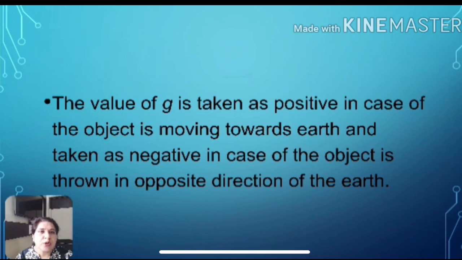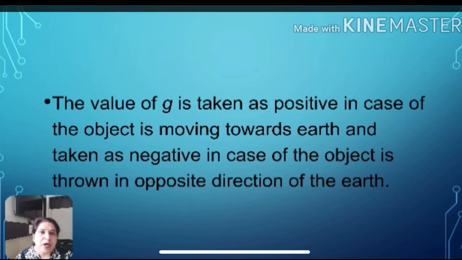The value of g is taken positive when the object is moving towards Earth, since it is accelerating. When the object is moving upward, it is retardation, which is in the opposite direction. So we have to write the negative value of g. We have to take g negative when the motion is upward.